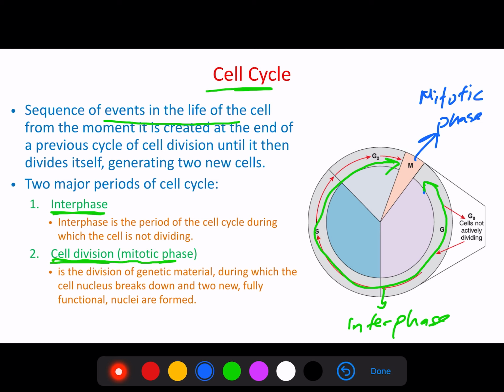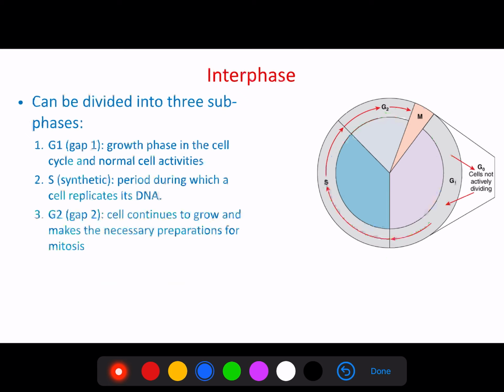So as you can see, most of the cell life is happening during the interphase. This is where the cell is performing normal function. For the interphase, we can divide it into three subphases. The first one is something called the G1. G comes from gap, so this is gap 1, and during it the cell is growing. All of the normal growth processes are happening during this G1 phase.